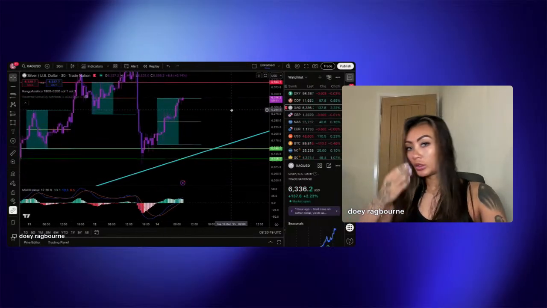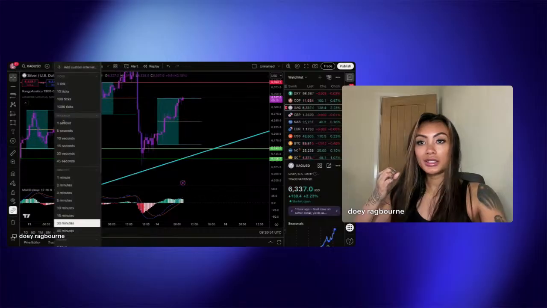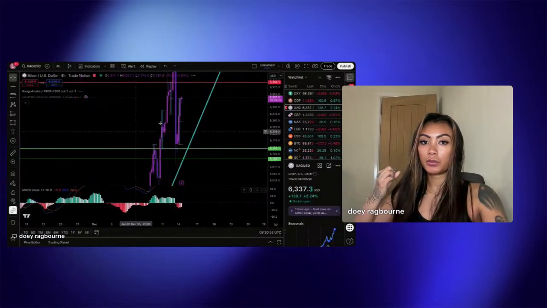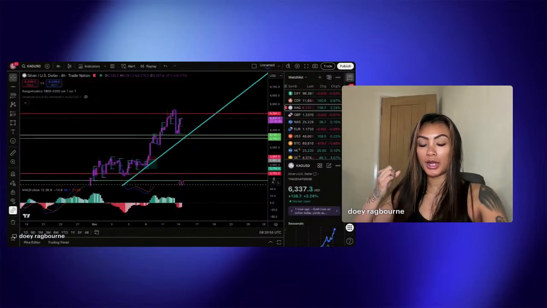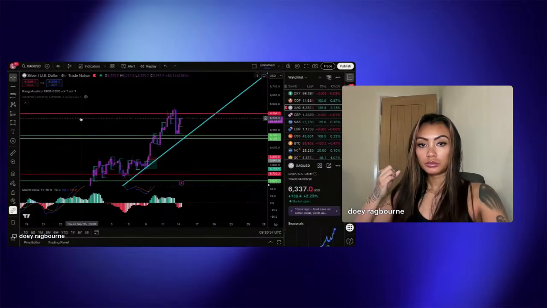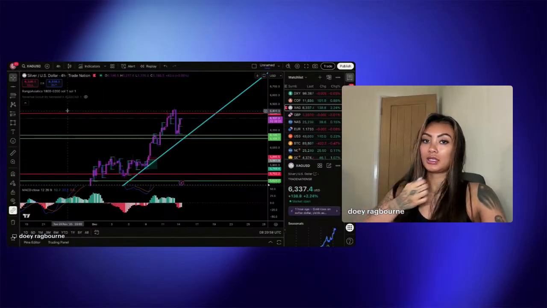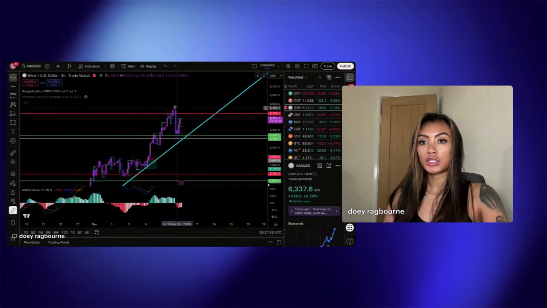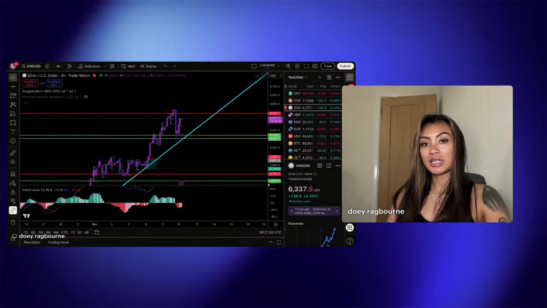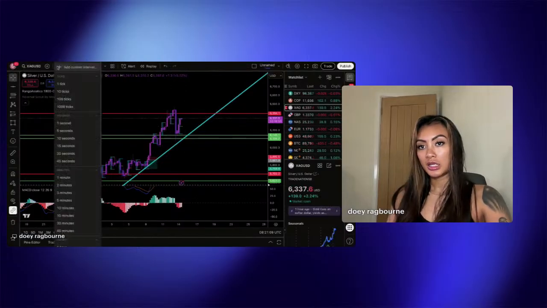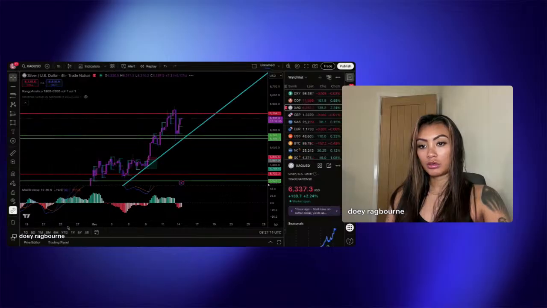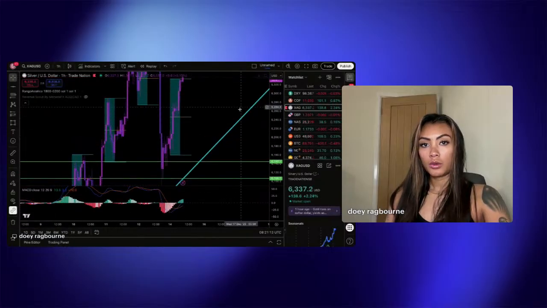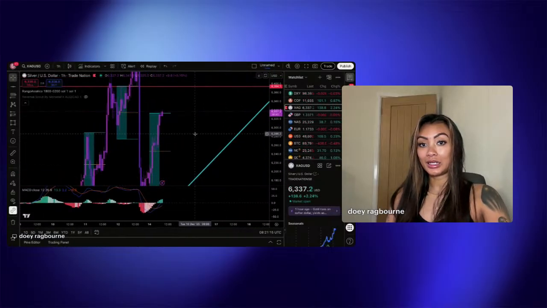The overall trend is bullish, but we had a bit of a pullback. We're currently in that extension, so we haven't gone past the highs yet. So if this continues in our uptrend, this should be breaking these highs. So let's have a look on the 1 hour. 1 hour has been extending a lot.